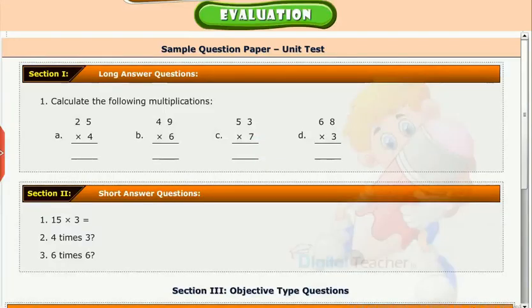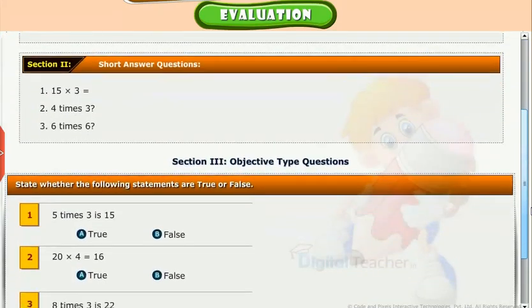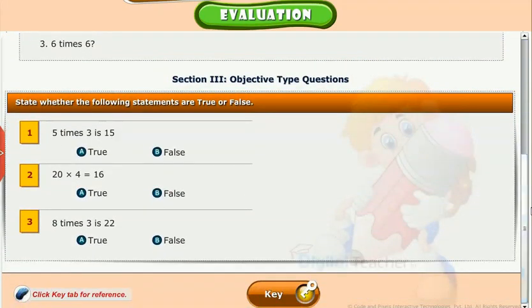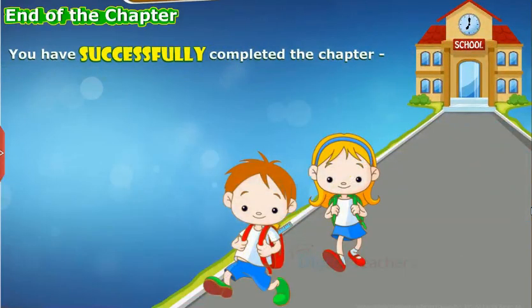Test your understanding of the chapter by taking the mock unit test. You have successfully completed the chapter Multiplication.